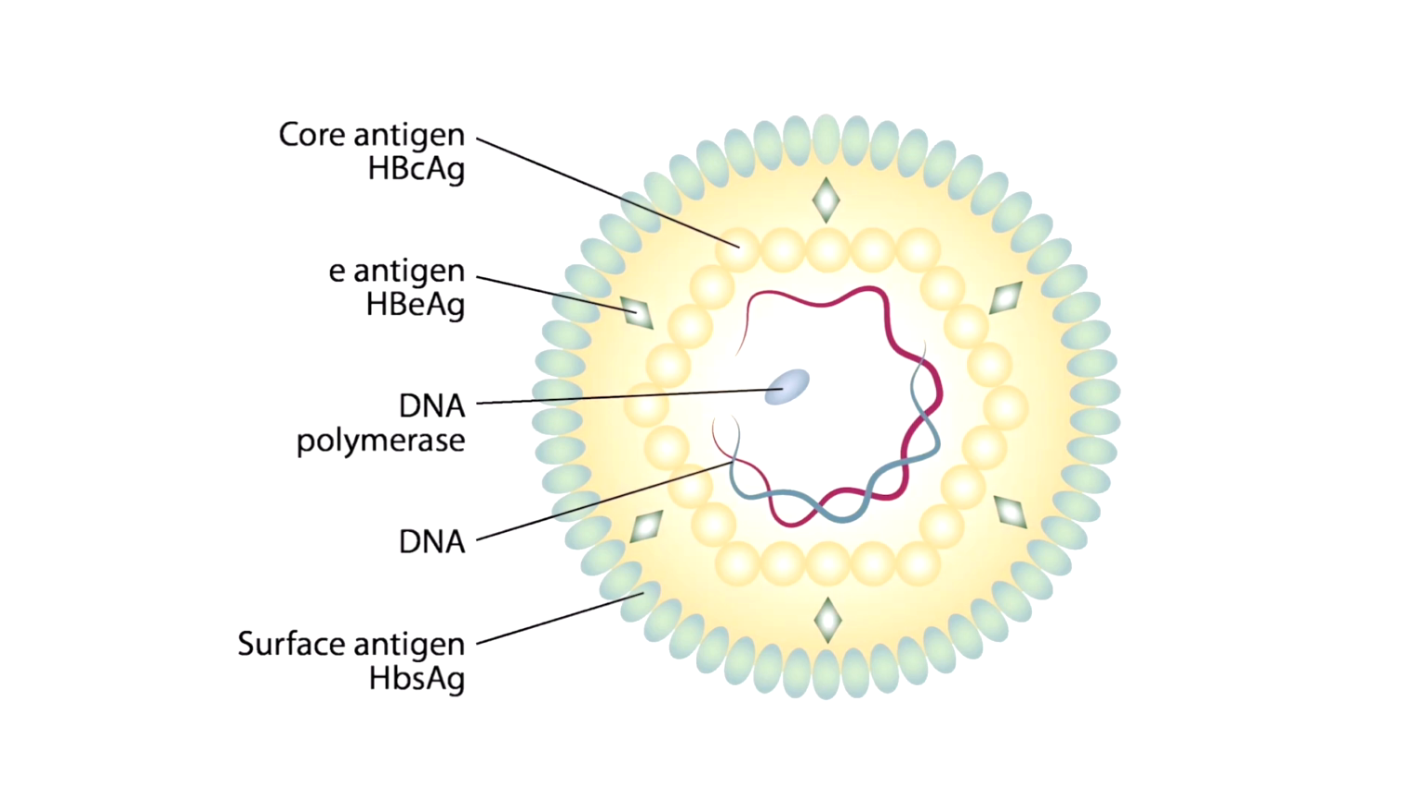These are hepatitis B surface antigen, which is present on the envelope, abbreviated as HBsAg, the hepatitis B core antigen, which is part of the nucleocapsid, and this is abbreviated HBcAg, and hepatitis B E antigen, which is also present near the nucleocapsid and is abbreviated HBeAg.